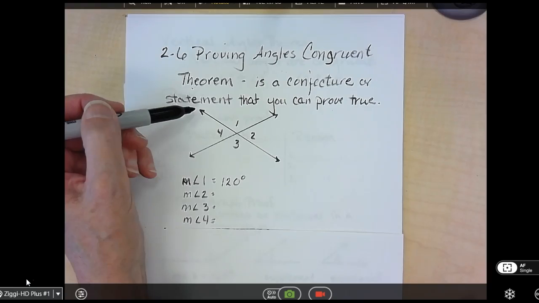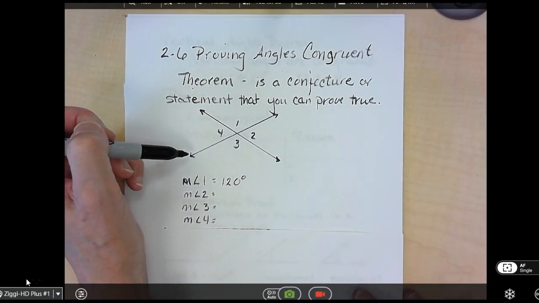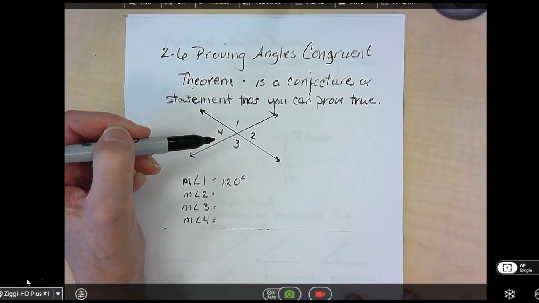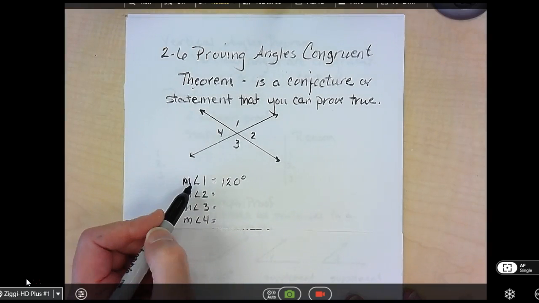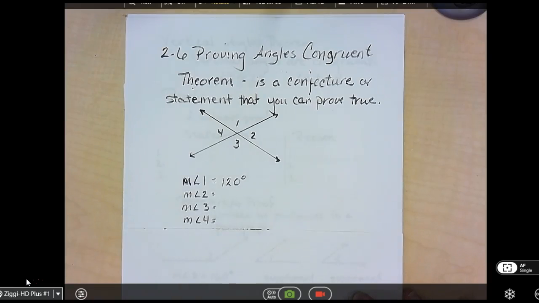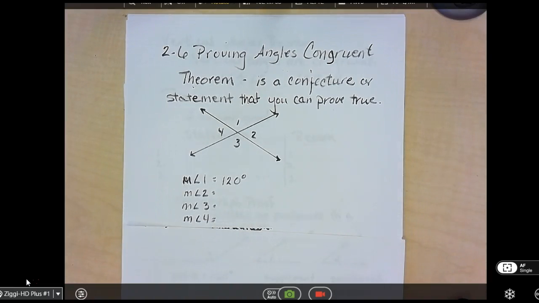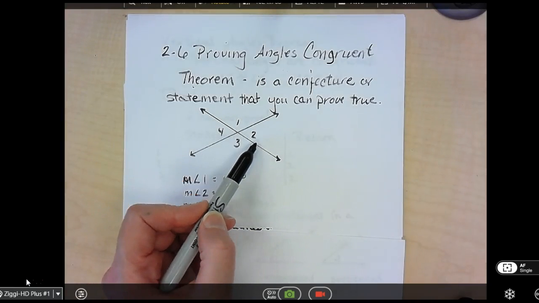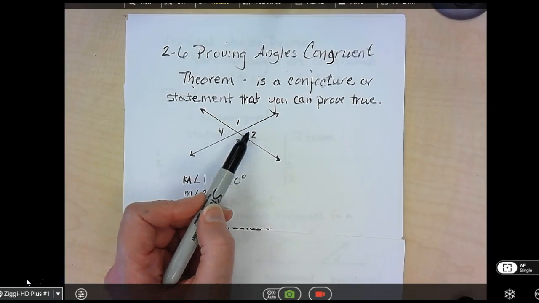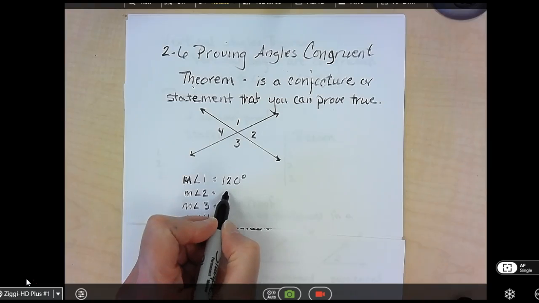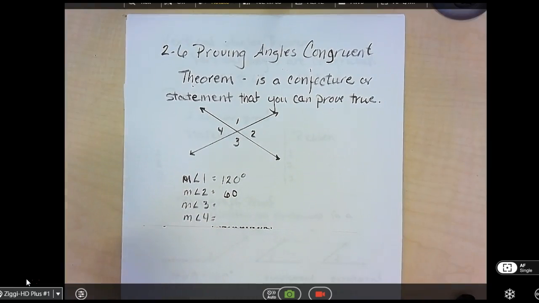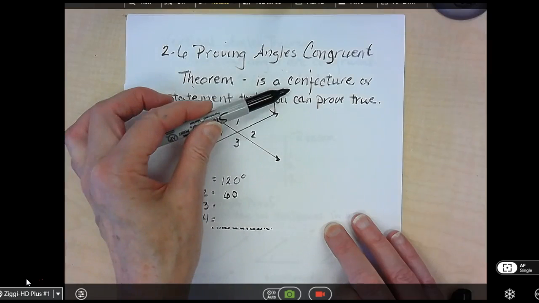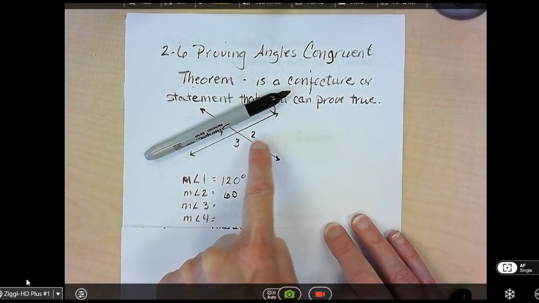So if you look here at our drawing, we have two lines that intersect. So we have angles 1, 2, 3, 4. Measure of angle 1 is 120 degrees. So if angle 1's 120 degrees, what would be the measure of angle 2? Hopefully you said, because these are a linear pair, they're supplementary, so angle 2 is going to be 60 degrees.